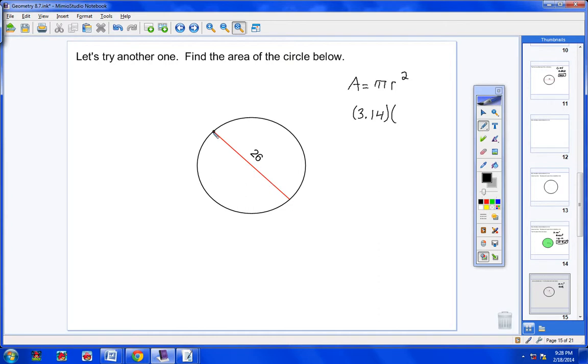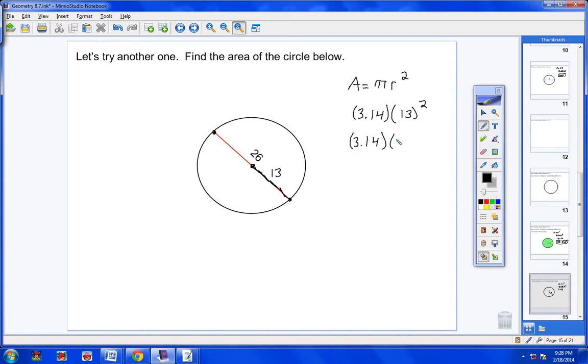So the whole length all the way across the circle is 26. So the radius only runs from here to here. So half of 26 would be what? 13. So the radius is 13. Now don't forget, you square 13 first.